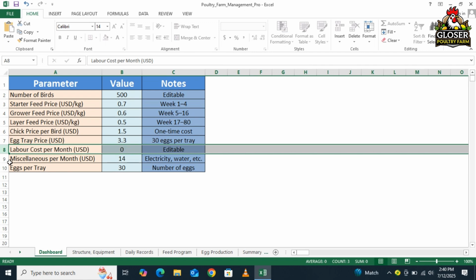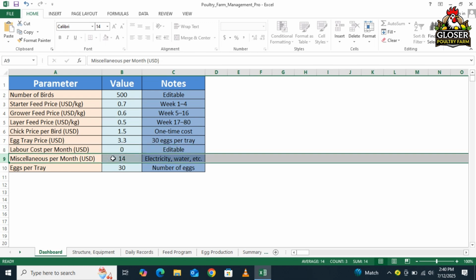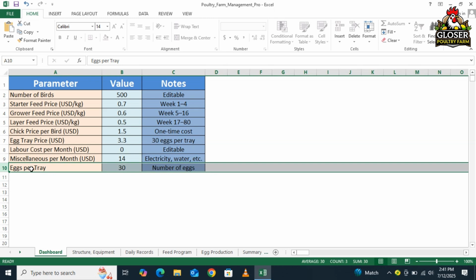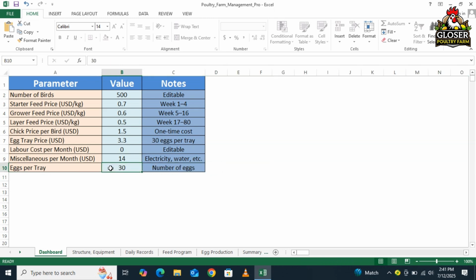For miscellaneous costs, I include things like vaccination, transport, and utilities. I don't pay electricity bills because I use solar power, and water is free from a nearby source. So for me, all extra costs like vaccines and transport come to around $14 per month. That's the amount I enter in the miscellaneous section. Lastly, I type in the number of eggs in one tray. In Uganda, a standard egg tray contains 30 eggs, so I enter 30. Once all this basic data is entered, I press enter, and the tool automatically updates every other section based on this input.